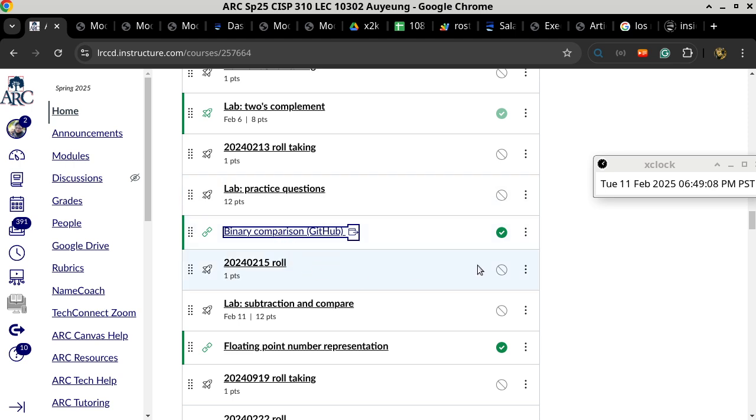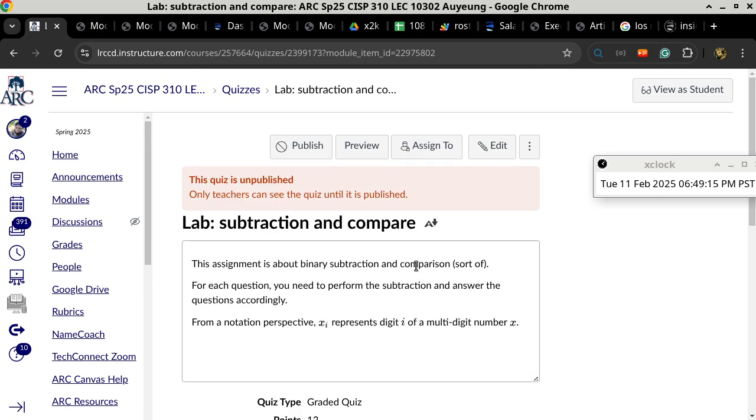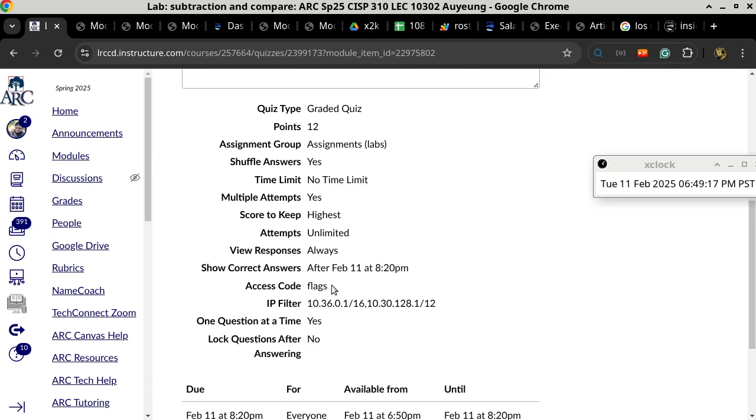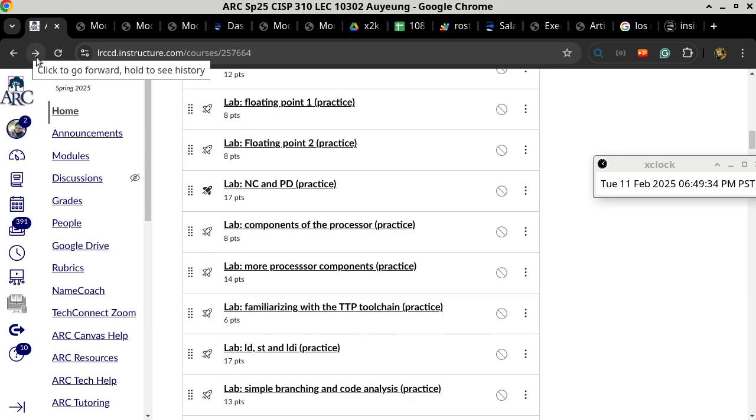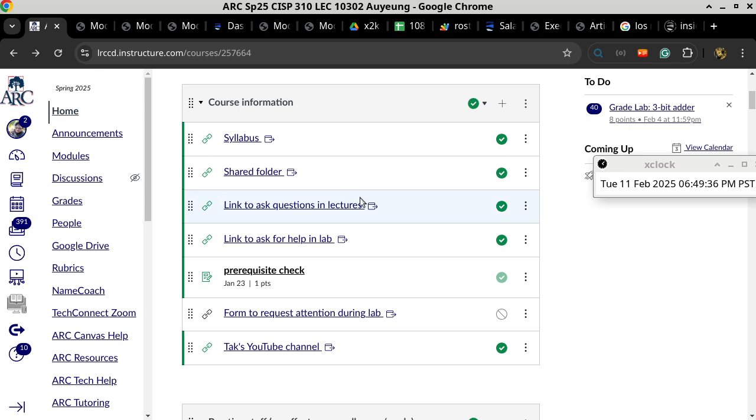So your lab is subtraction and compare. The flags. Flags. Yep, all lowercase.